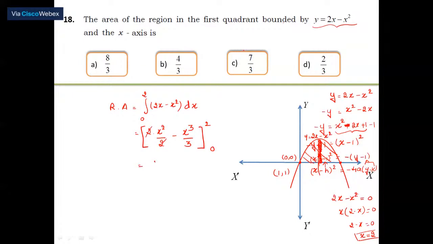Now, let us consider the limits. For the upper limit, our x square is 4, that is 2 square, and for the lower limit, it is 0. And similarly, the next, 1 by 3 is constant as it is. For the upper limit, it is 2 cube, and for the lower limit, it is 0. Fine. So it is 4 minus 8 by 3. And that is nothing but 12 minus 8 by 3, or it is 4 divided by 3. So the answer is option B.